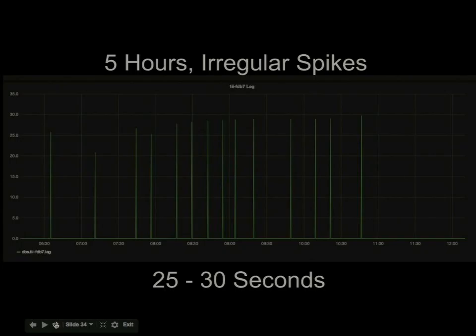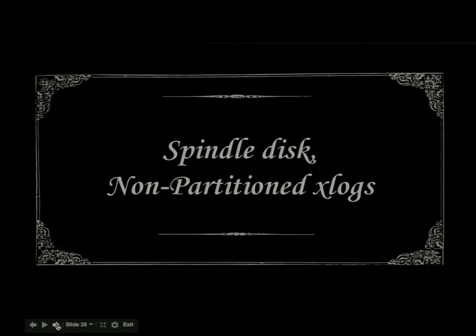It had zero load. It had one job. Its one job was to apply streaming logs. You have to keep up with your master. That's all it had to do. Yeah. Don't do that. Partition the xlogs away, got it off spindle disk, everything was happy for that moment in time.